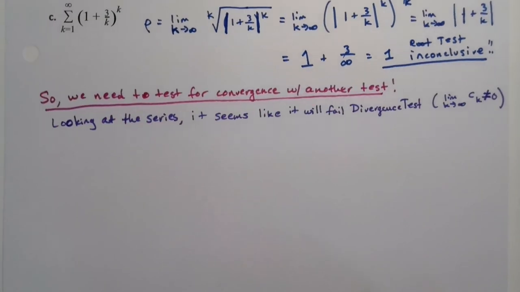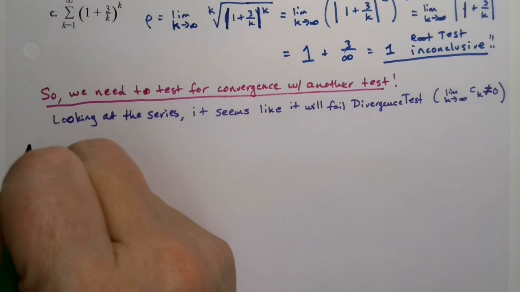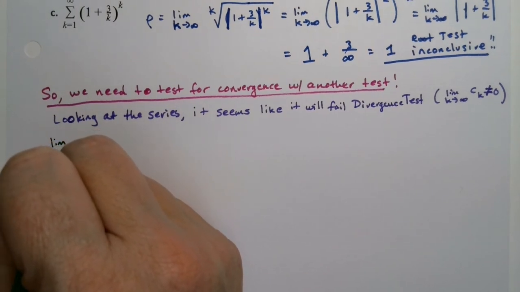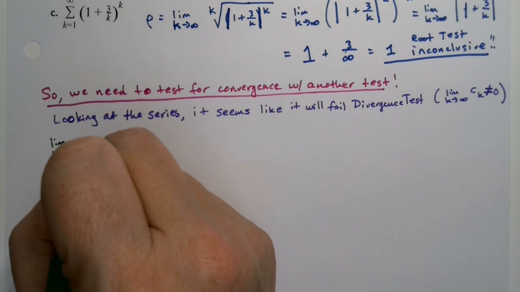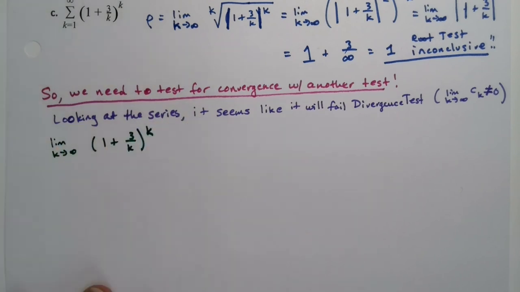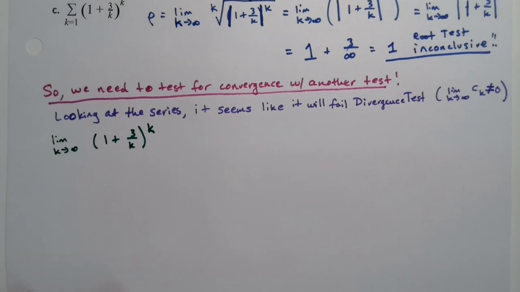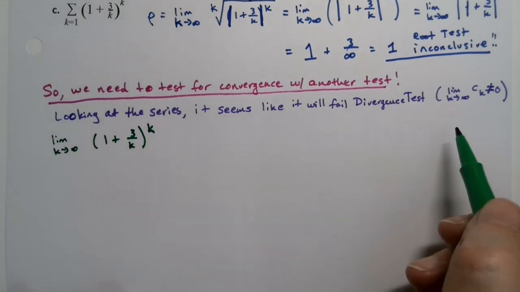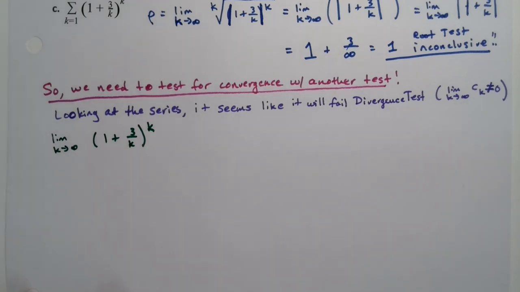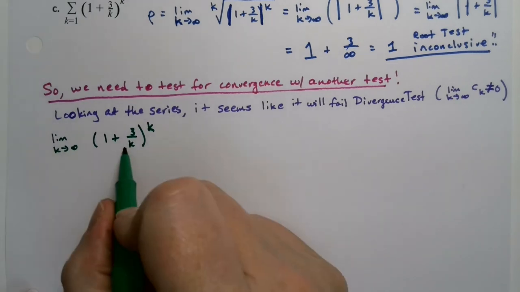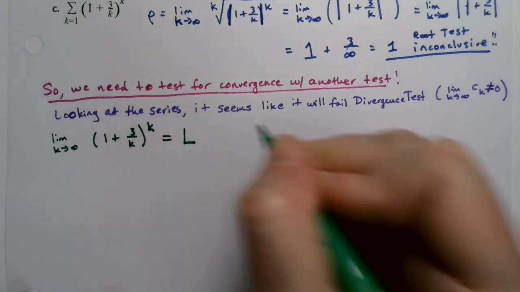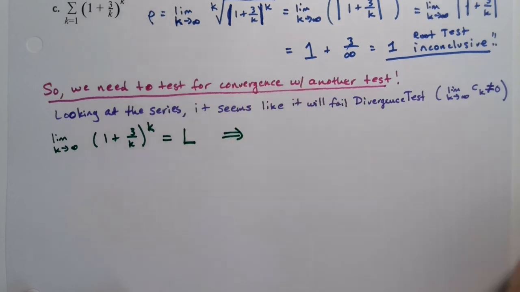So let's try it. Okay, so we want to find the limit as k goes to infinity of (1 plus 3 over k) to the k. All right, well, that's going to be kind of brutal. And we want to show that it's not 0, essentially. But we have this kth power in there, which makes things icky. So what I'm going to do is I'm going to call that L. That's the limit I'm looking for.